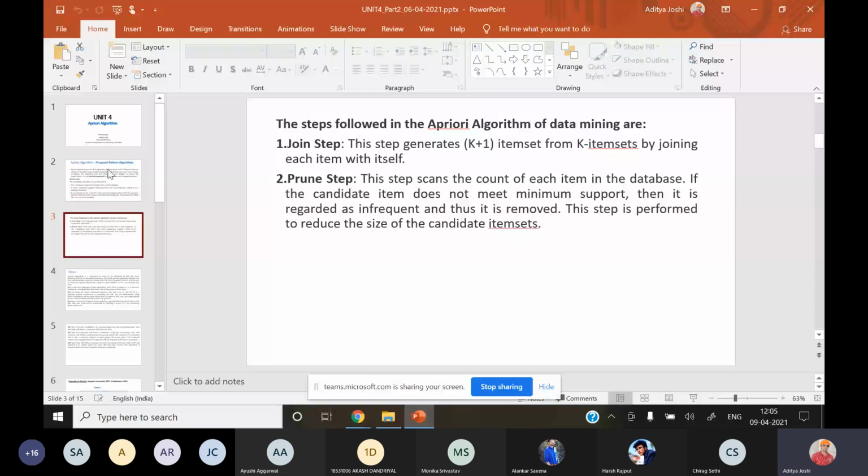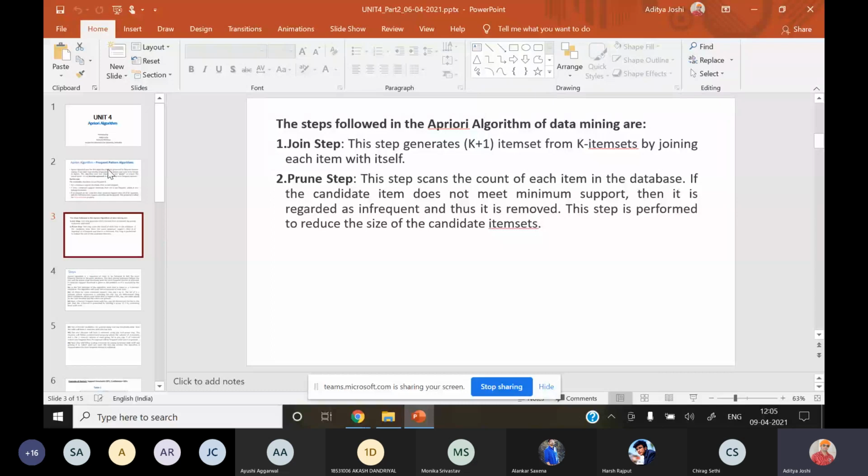Next, as said earlier, there are two steps of the Apriori algorithm. One is the join step and another one is the prune step. The join step generates k plus one item sets from k item sets by joining each item with itself. So we have given the k item set, and this step generates k plus one item sets from the k item set by joining the item with itself.